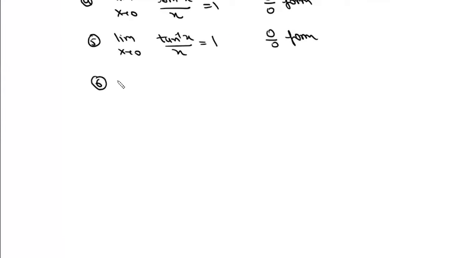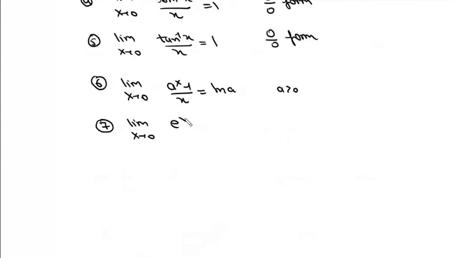Sixth standard limit is this limit: x tends to 0, a to the power x minus 1 upon x, when a is greater than 0, and the value of this limit is ln a. Seventh one is this limit: x tends to 0, e to the power x minus 1 upon x, and this is 1.